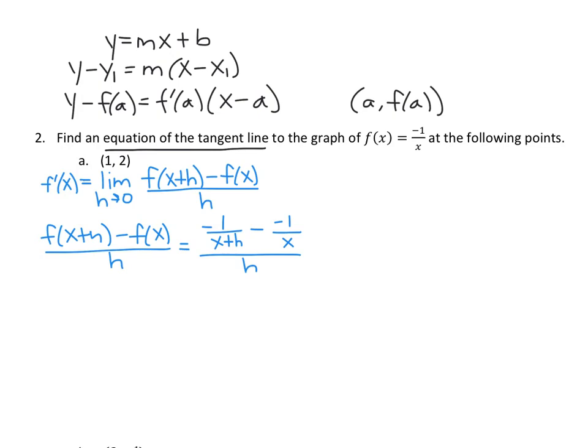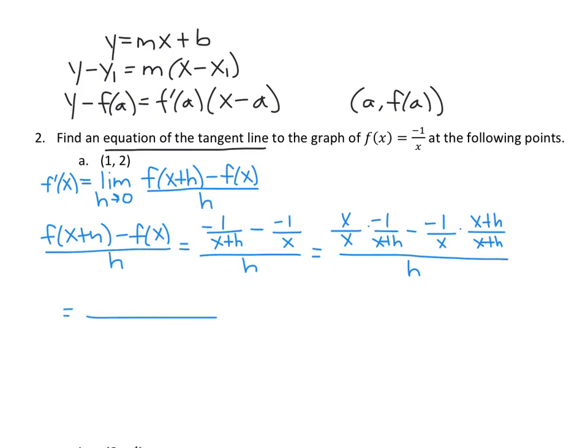The common denominator is going to be x times x plus h. So I'm going to multiply the first fraction by x over x, and then the second fraction, I'm going to multiply that one by an x plus h over x plus h. And then keep in mind this is all over h. So now simplifying that, we're going to have a common denominator in the numerator there of x times an x plus h. And then subtracting the numerators, a negative x plus an x plus h. And then keep in mind this is still all over h.